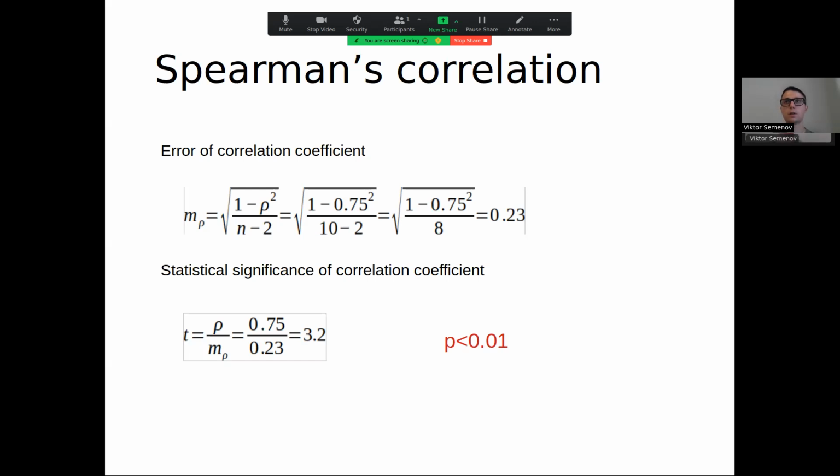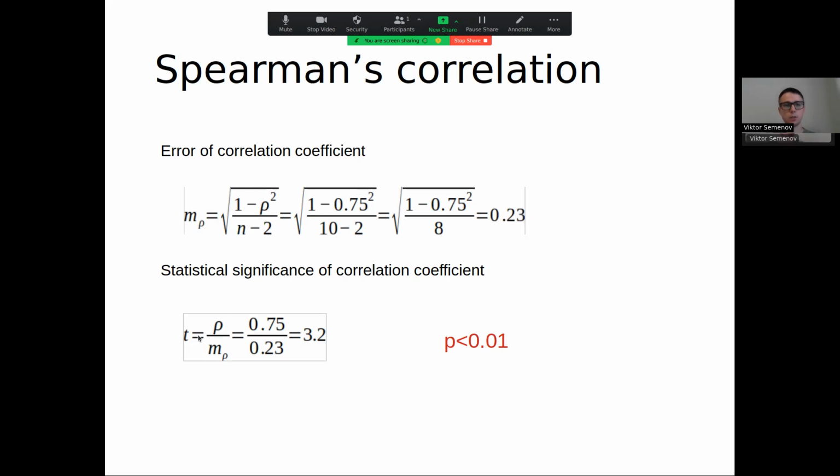So the calculation of statistical significance of this correlation coefficient will tell us how likely it is that we would get the same results by chance, or how systematic these results are. For this purpose, we need to calculate the error of the correlation coefficient first of all. We have this formula here, for which we need to know the correlation coefficient itself and the number of observations. So we put the numbers here and get the value of error of 0.23.